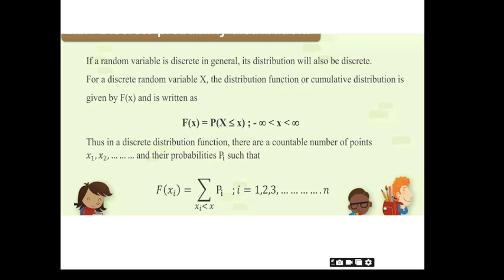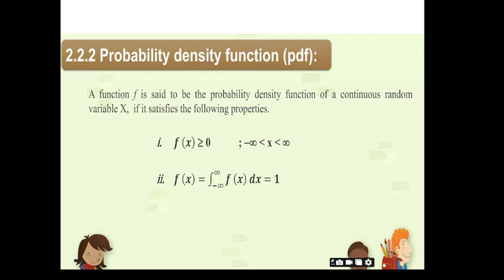So capital F of x, that is the cumulative distribution function, is written as P of X less than or equal to x, where this x lies between minus infinity to plus infinity. Then capital F of xi is written as summation Pi, that is probability. Pi means P of X is equal to xi, where xi is less than x. So capital F is nothing but a distribution function or cumulative function.